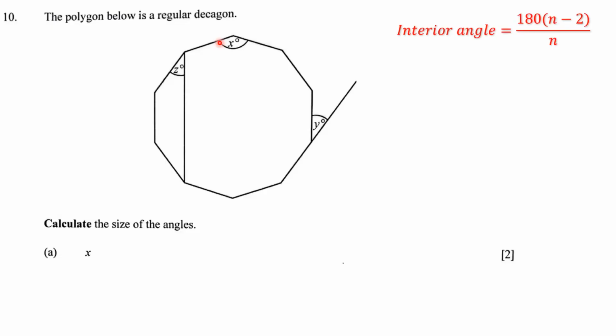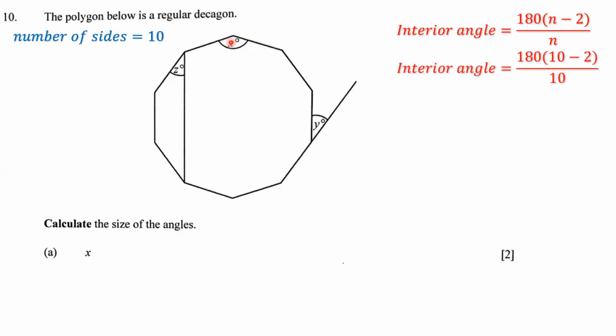The formula says if we want to find out the interior angle of a regular polygon, we just need to multiply 180 by n minus 2 all over n, where n is the number of sides. And in this case, n is 10 because this thing has 10 sides. It's a decagon. So 1, 2, 3, 4, 5, 6, 7, 8, 9, 10. It has 10 sides. And so we have that n is equal to 10. So let's put n is equal to 10. So we put 10 in this case and 10 at the bottom.